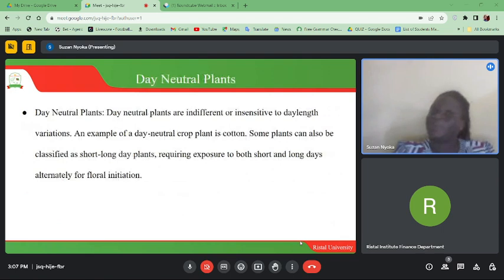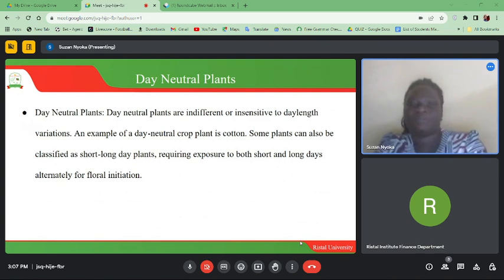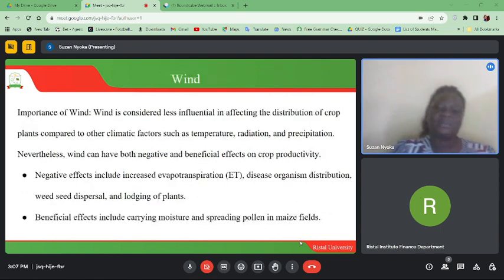And then the day neutral plants. Day neutral plants are indifferent or insensitive to day length variation. An example of a day neutral crop plant is cotton. Some plants can also be classified as requiring exposure to both short and long days, alternately, for floral initiation. These day neutral plants are not affected by the length of the day variations. Flowering can occur, vegetative growth can occur, as the length of day variation doesn't affect their growth.